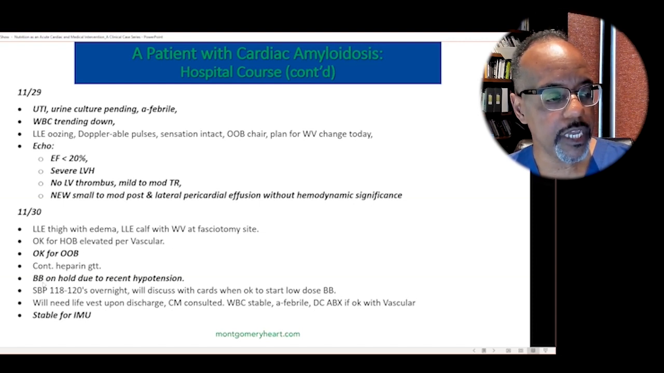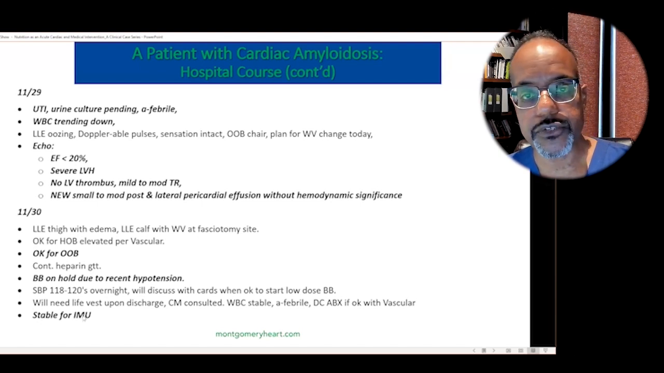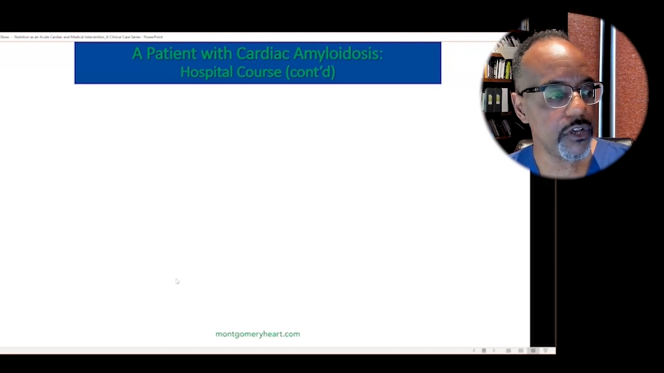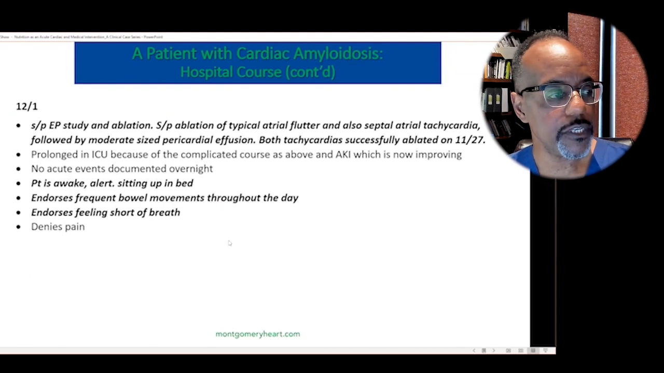We held his beta blocker medication because of the transient hypotension he had, but his blood pressure was holding on its own without the beta blocker therapy. And his heart rate actually was under control after the ablation. So he was stable to leave the ICU and went to IMU. So he had recovered enough to go to the step down unit.